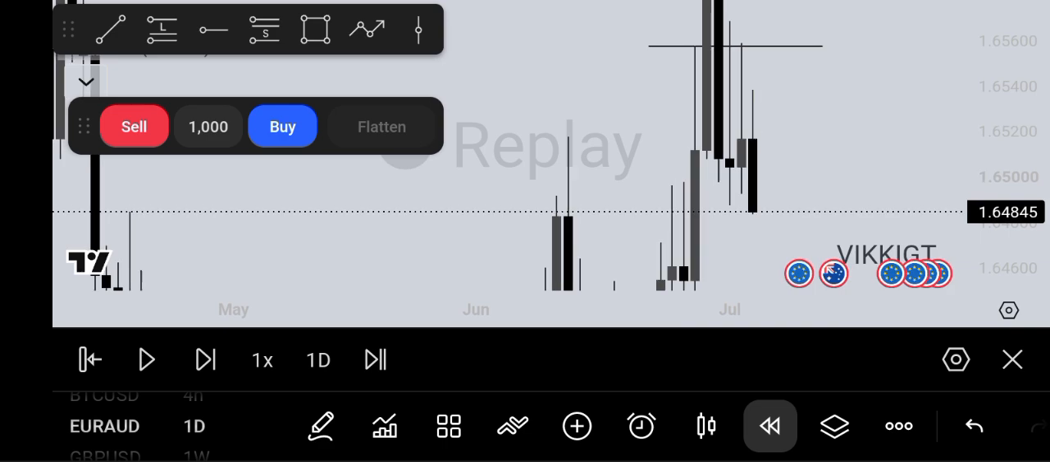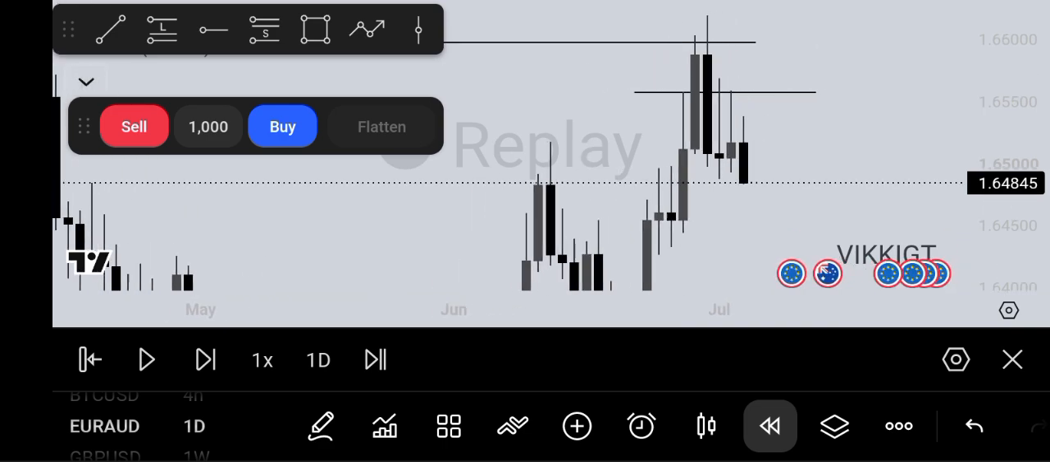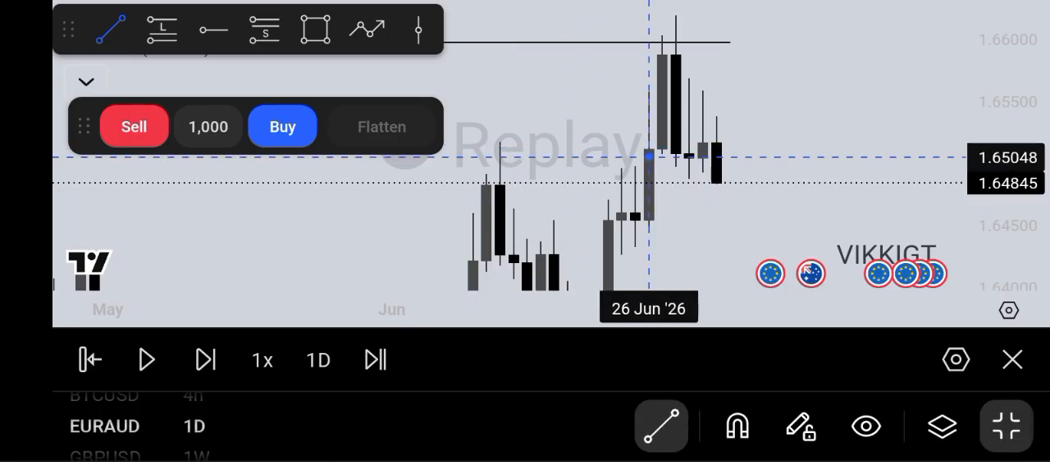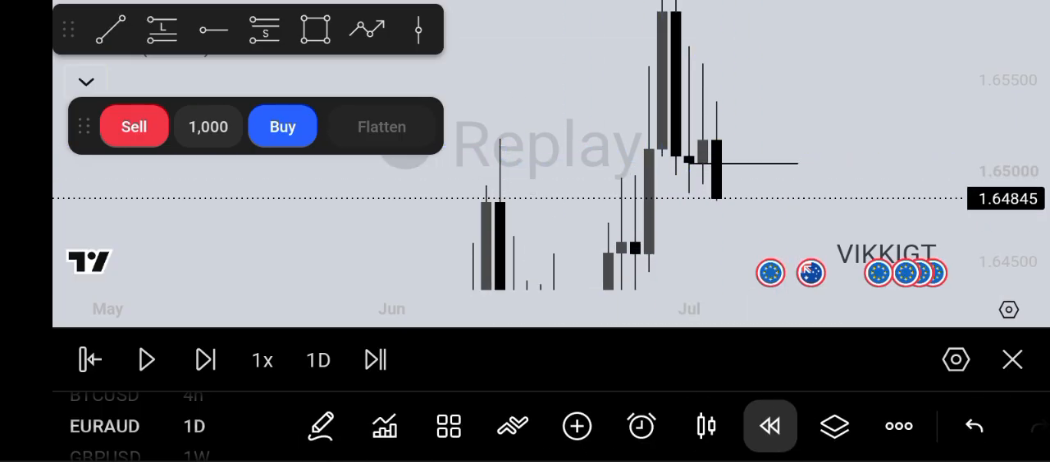But on the daily time frame, I want to see a breakout, right? I want to see a breakout to confirm that the weekly time frame, the daily time frame rather, is in alignment with the weekly time frame. This was the breakout to the downside.